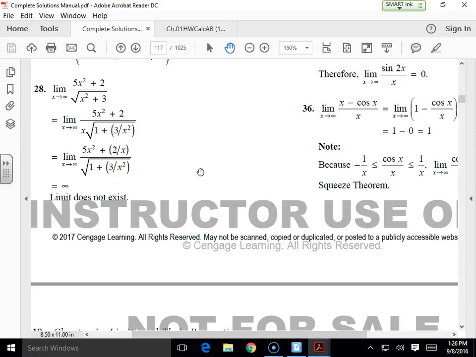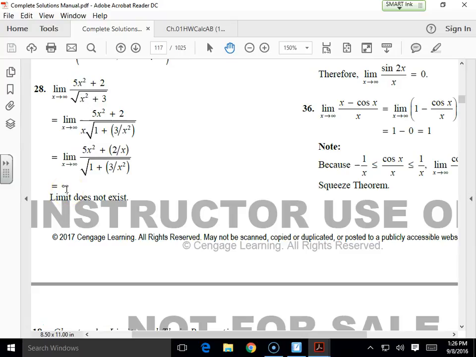Okay, final answer is infinity. Why? Who wins? They tie. Wait, he has a what? Square root. He has a square root. Top wins. Plug in infinity and say that's a positive, positive infinity.